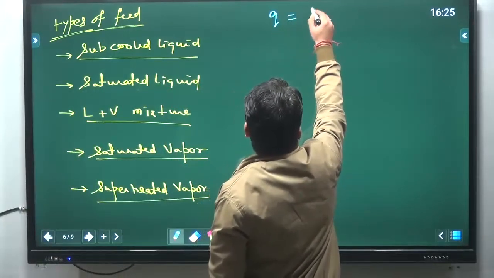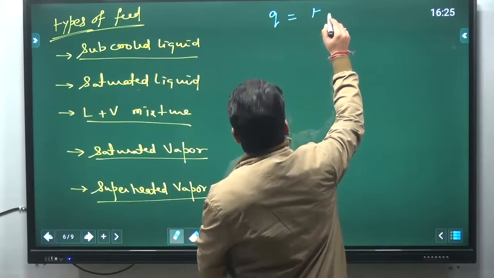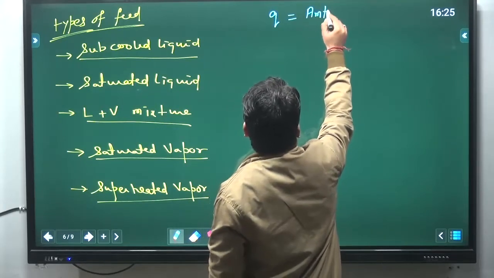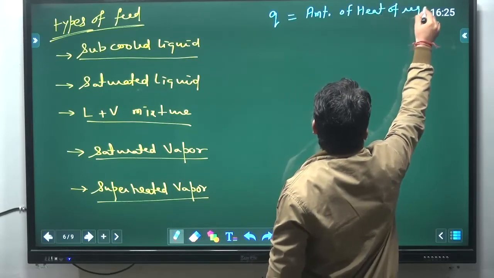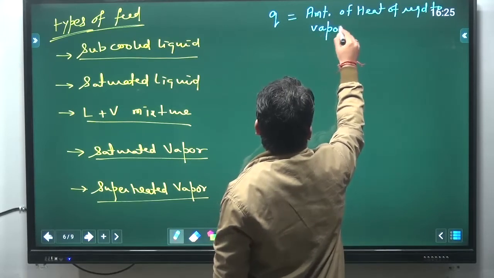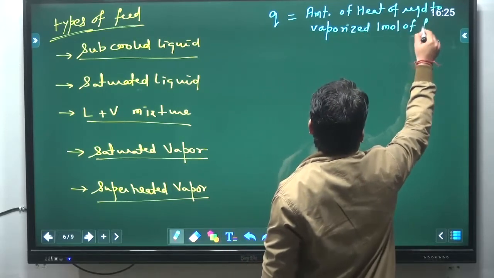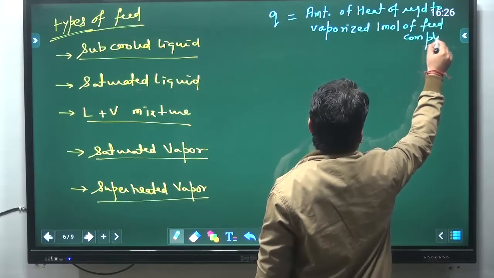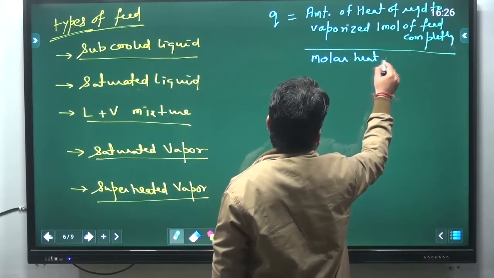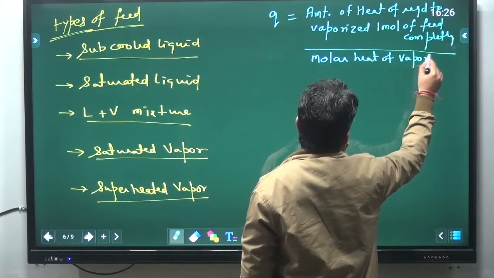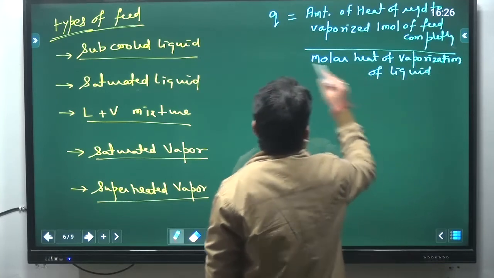So Q, you can also write it as L minus L. If I talk about the actual definition of Q, it is the amount of heat required to vaporize 1 mole of feed completely, divided by the molar heat of vaporization of liquid.